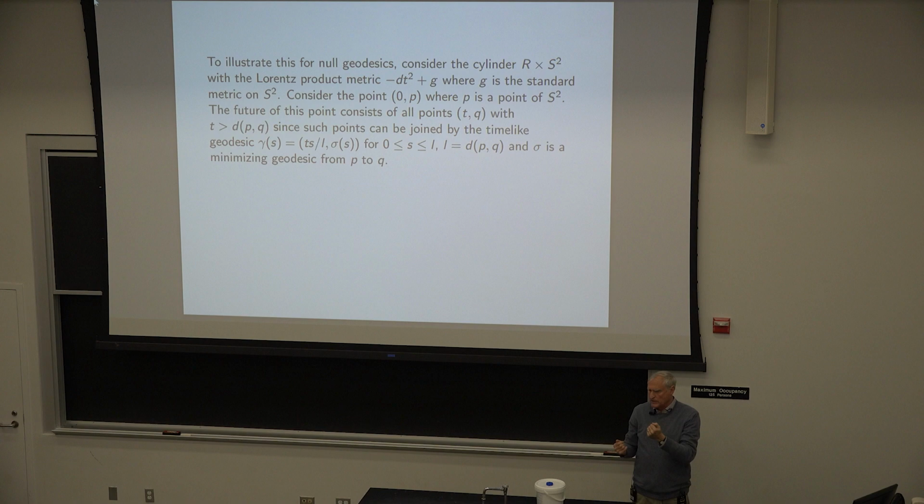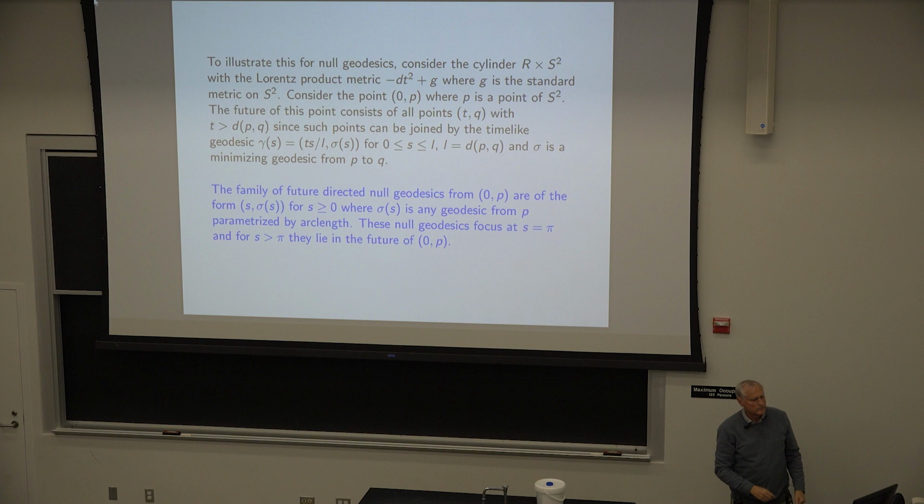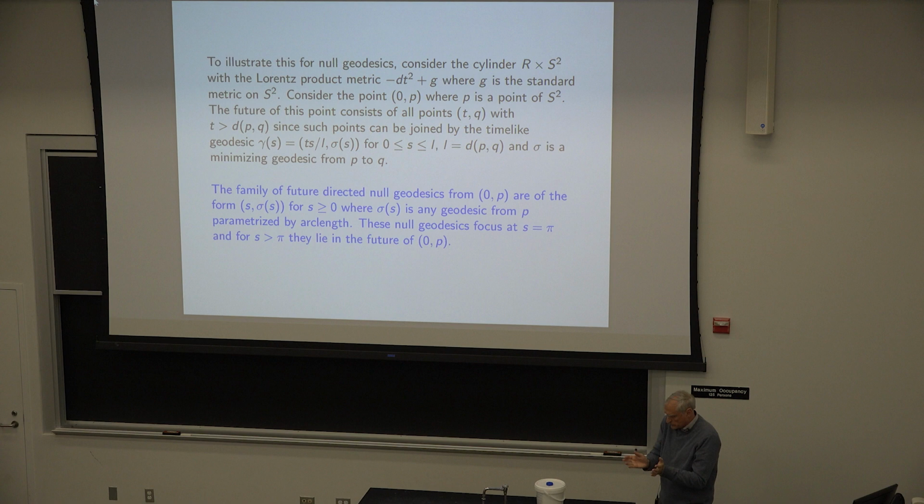So it means that even though they're null geodesics, they can be deformed, fixing the endpoints, to a time-like geodesic. So that's the basic picture. I've just stated what I said, that the null geodesics continue and lie on the boundary of the future up until arc length pi, and then after that they lie in the future. So they move from the boundary to the interior.